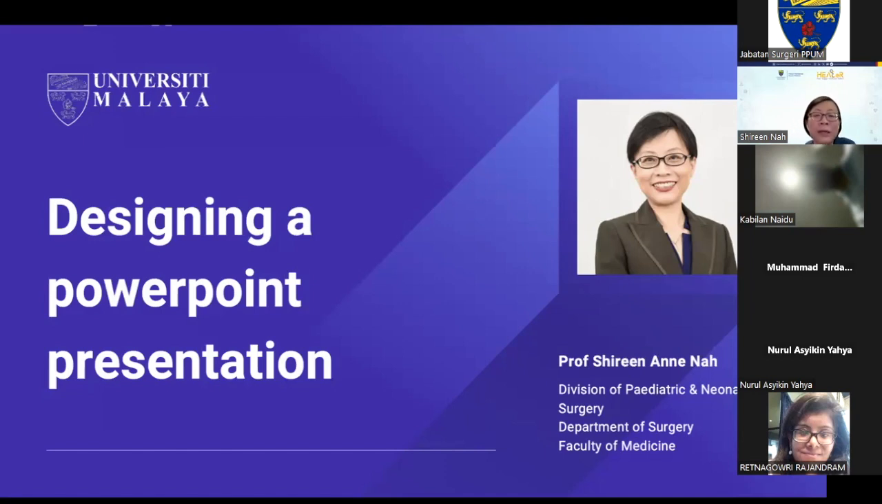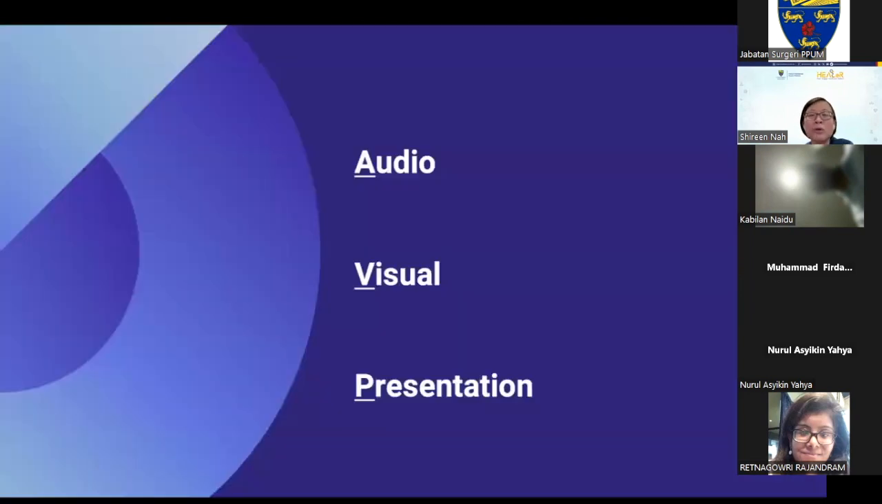Okay, so moving on to designing a PowerPoint presentation. Mental, emotional shift, yeah? Something more technical. Okay, so what goes into a PowerPoint presentation? We have three things: audio, visual, and presentation. So PowerPoint is not just the visuals, it's also how you present in terms of your audio presentation, yeah?